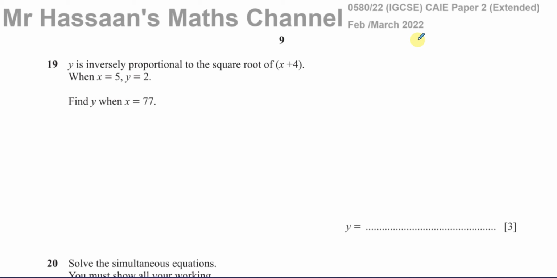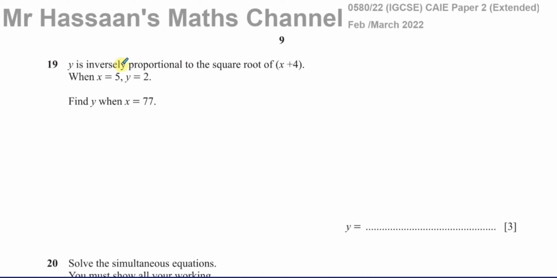And this question here is about proportion, in fact inverse proportion variation. It says y is inversely proportional to the square root of x plus 4. When x equals 5, y equals 2. Find y when x equals 77. Typical type of question on this.